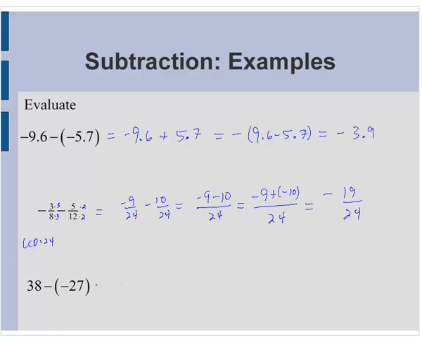38 subtract negative 27 is the same as 38 plus positive 27. And now using standard addition gives us 65.